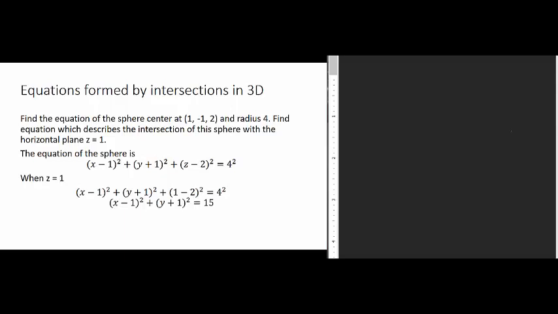Now this is a circle placed on the plane z equals 1. So that is actually formed by the sphere and z equals 1, another plane parallel to the xy-plane. All right.